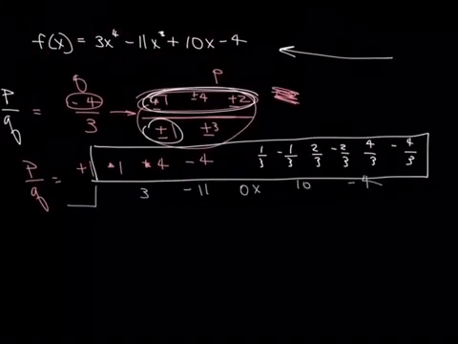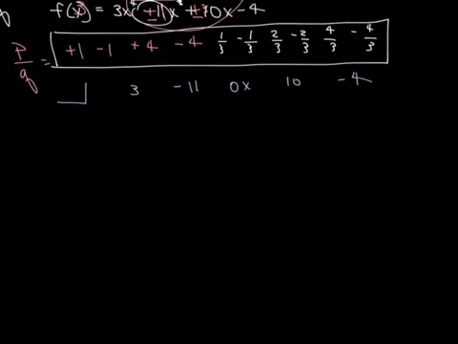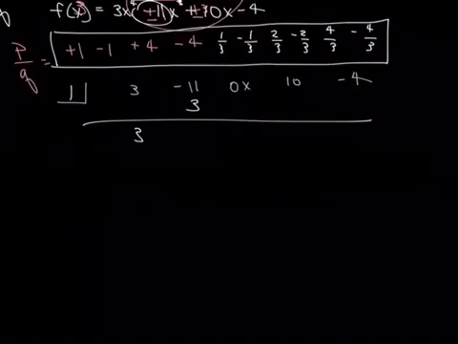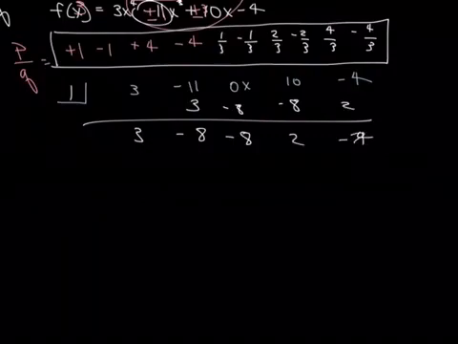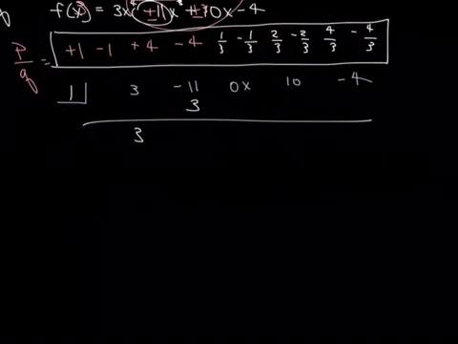Alright, I'm going to turn this off. Okay, so there's my possible answers. There's my synthetic division. Alright, so let's start by putting 1 in here. So 3, negative 8, negative 8, negative 8, 2, negative 2. Does not work. 1 is not one of the answers. Okay, so I can throw that out.